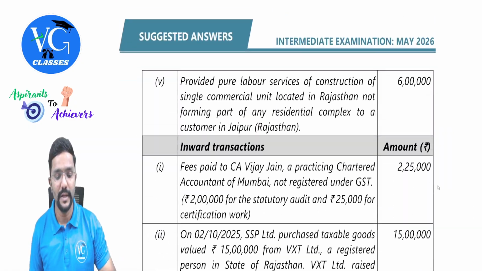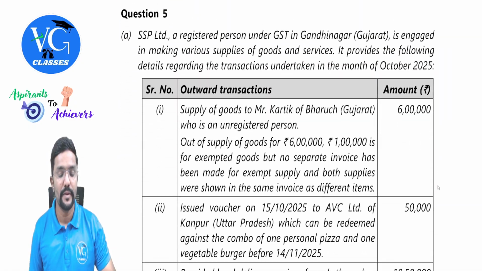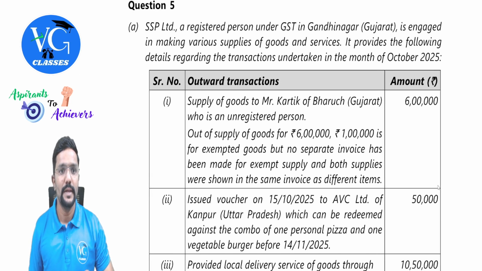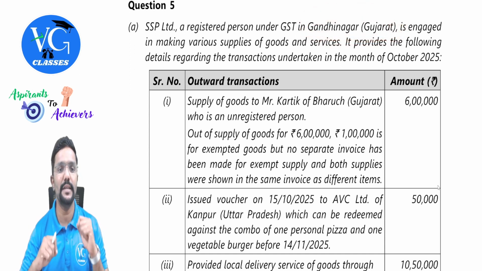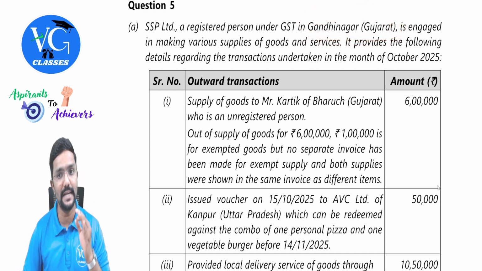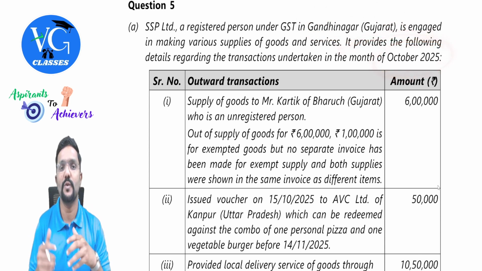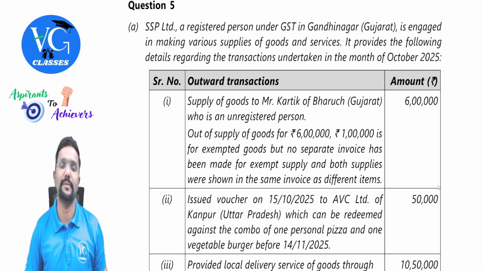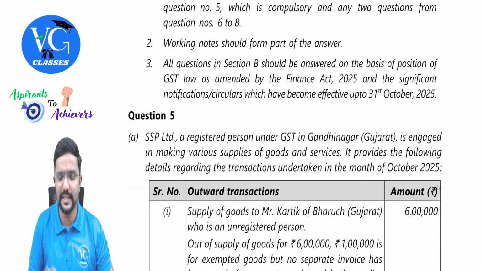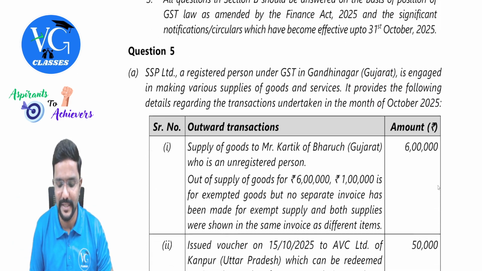Now we will go and read the information given. SSP Limited, a registered person under GST in Gandhinagar, Gujarat, is engaged in making various supplies of goods and services. It provides the following details regarding the transactions undertaken in the month of October. So we are supposed to calculate how much GST SSP Limited is supposed to pay in cash in the month of October. It is nothing but like this, guys. We need to follow the format. I will just show you.